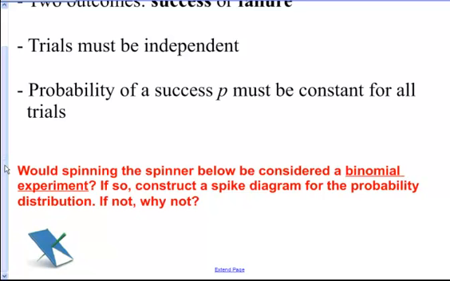So we have the spinner right here at the bottom left. Would the spinning of the spinner below be considered a binomial experiment? If so, construct a spike diagram for the probability distribution if we spun it twice. So 2 trials. If not, explain why. Try that out a little bit, then we'll come back and talk.